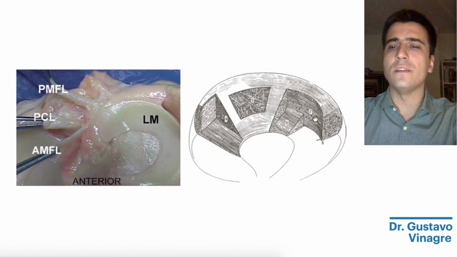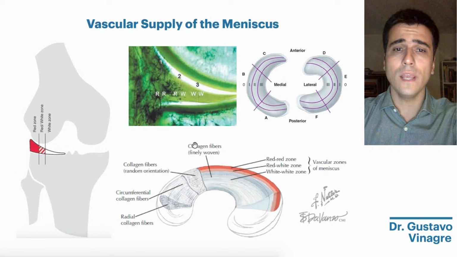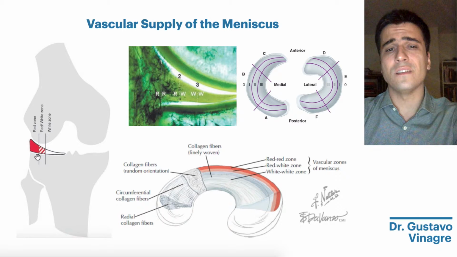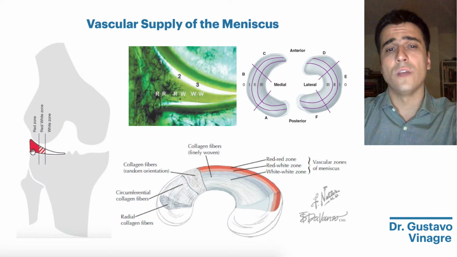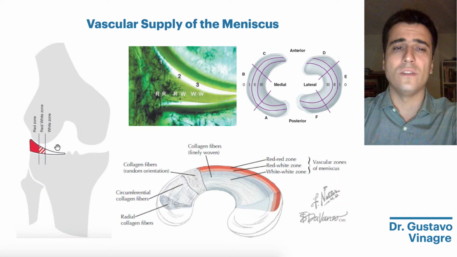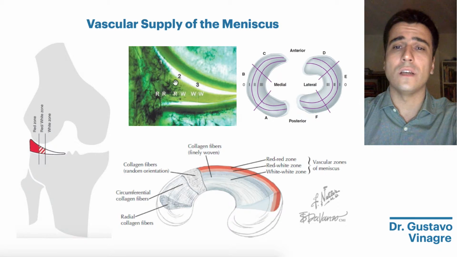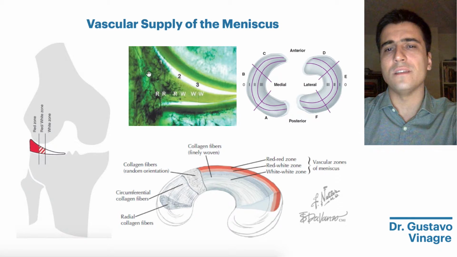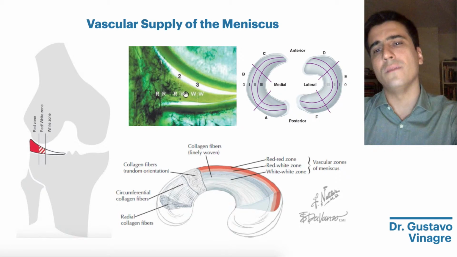So here you can see the different fibers of the meniscus, and the meniscus is vascularized much more on the peripheral zone. As you can see, there is a red zone, the red-white zone, and the white zone without vascularization. And in the Arnoczky image, you can see how the vessels come into the meniscus.